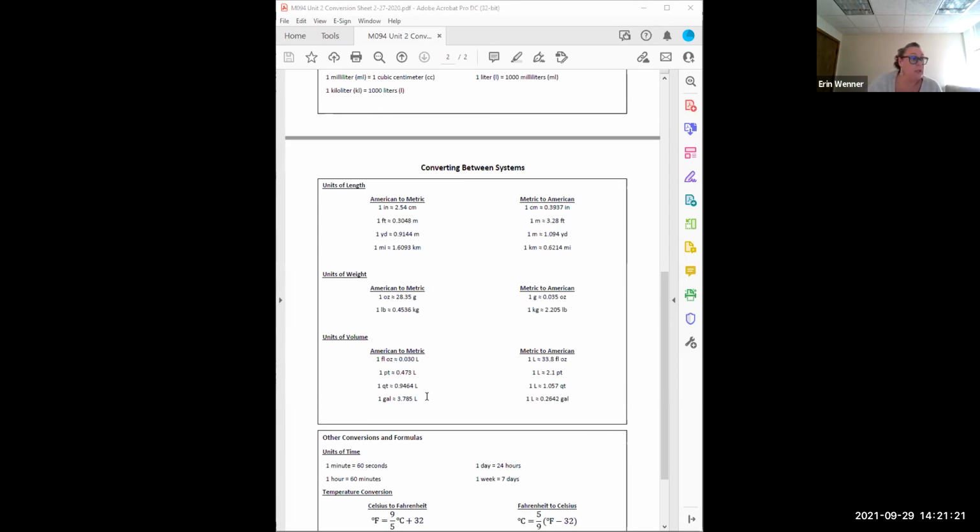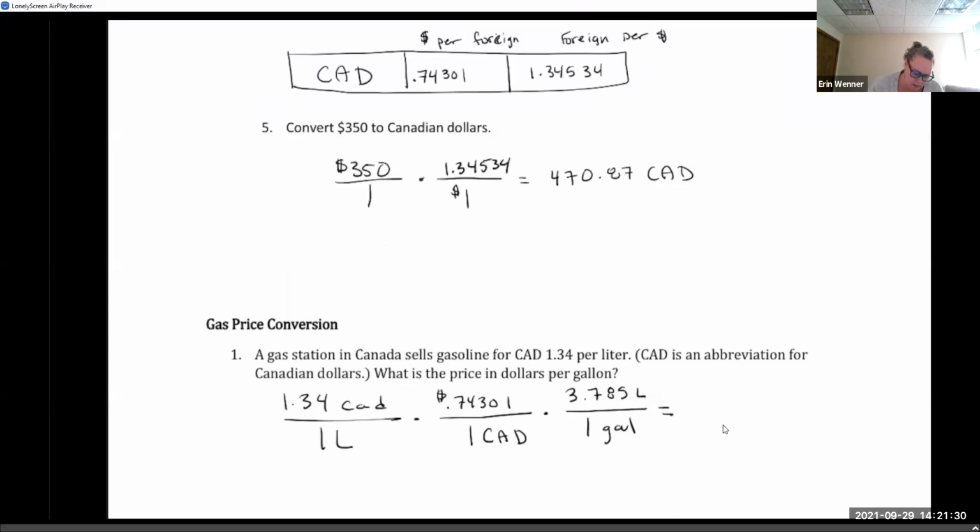So we can see as we move through this, our Canadians will cancel. And then our liters will cancel. And the nice thing about choosing the conversion factor that gives us the 1 in the denominator is now I just have 1s all the way across when I multiply. And so what we end up with is, let's see, 1.34 times 0.74301 times 3.75.